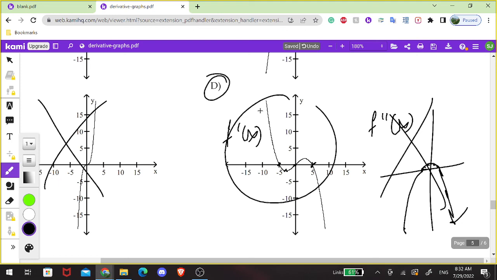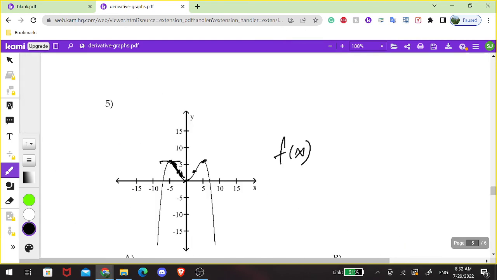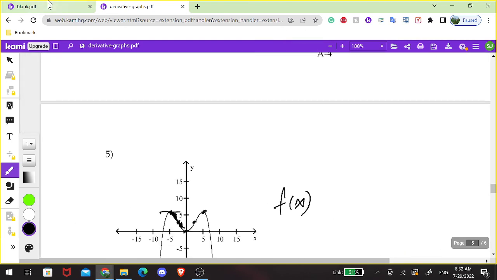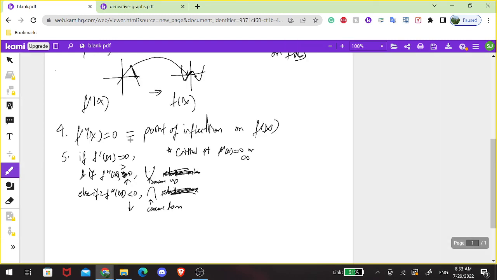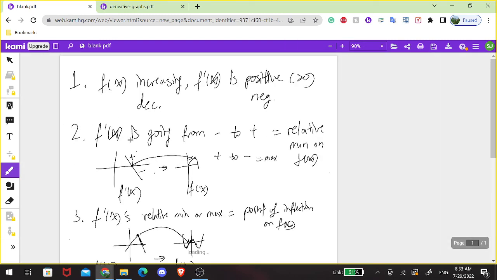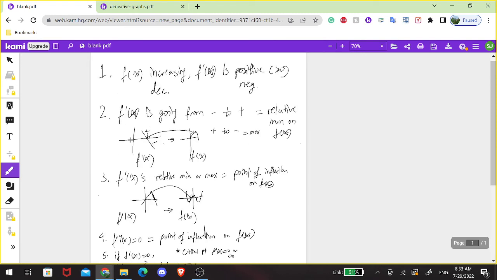So that's just an example of how to use clues from f of x to draw graphs of f prime of x and f double prime of x. These are all the rules that you need to know. Knowing these is important because we'll be working with these when we start talking about PVA. That's it. Thank you for watching.